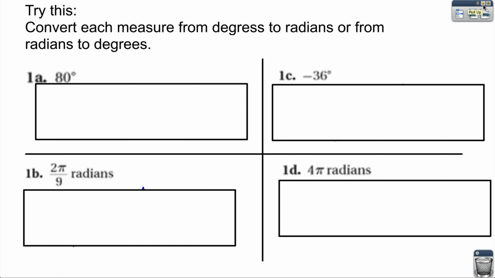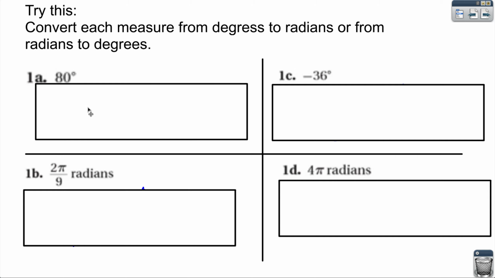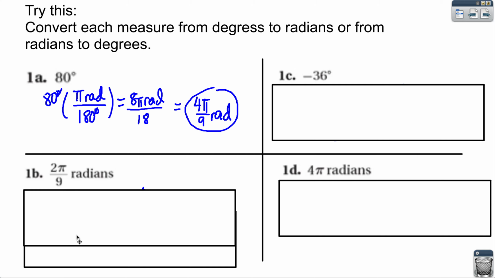So to convert the measurement 80 degrees, we are going to take a look at these steps and show the solutions. So for 80 degrees, we can go ahead and do the following. I will multiply it by pi radians over 180 degrees, simplifying what I can so we can end up with 4 pi over 9, now in radian units.